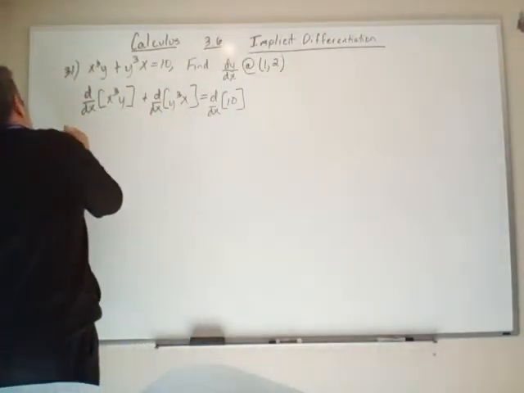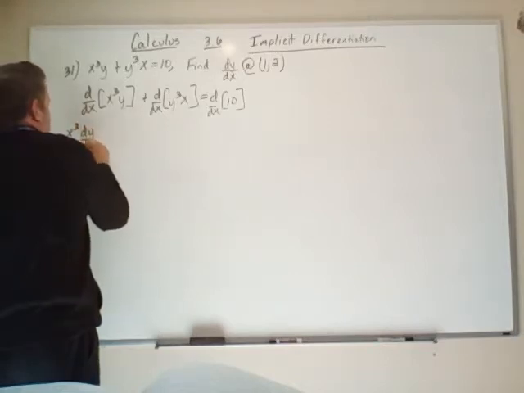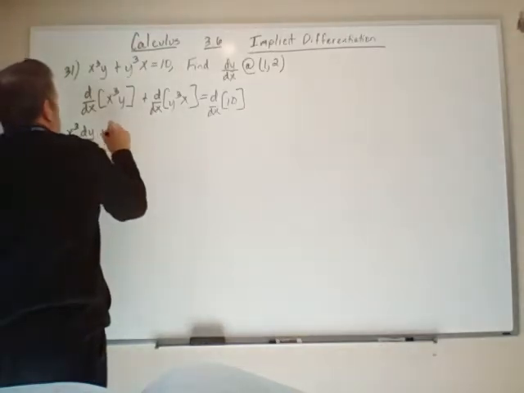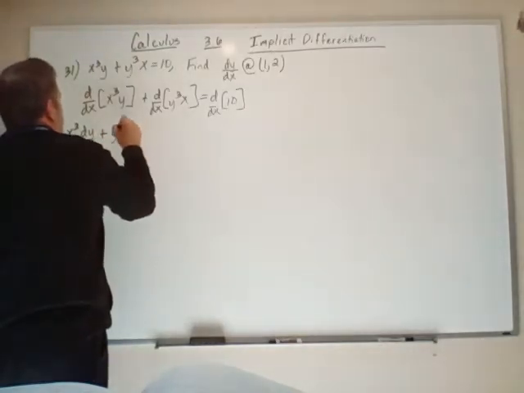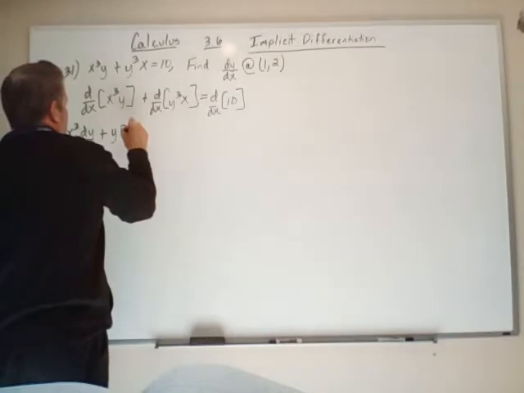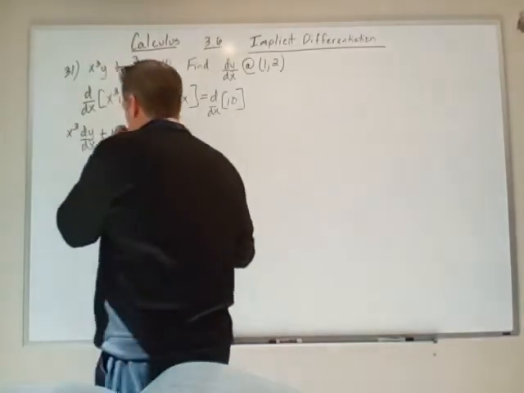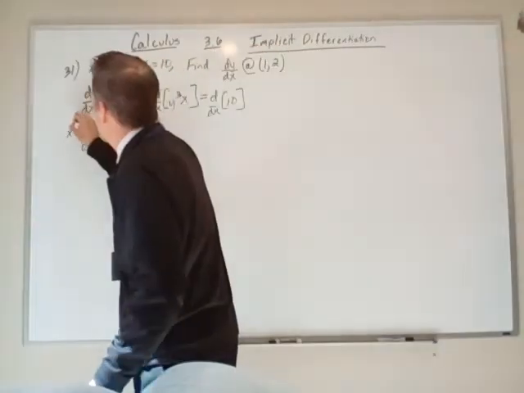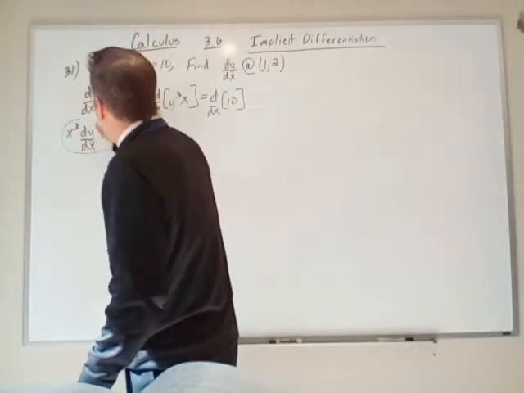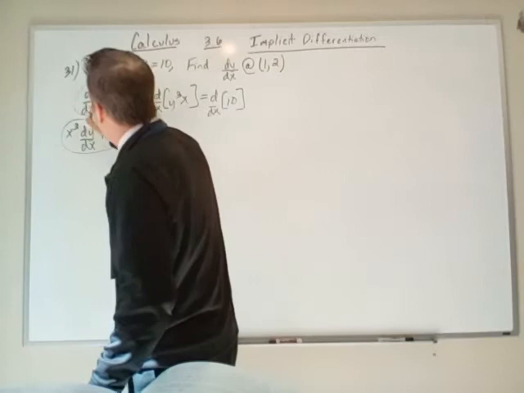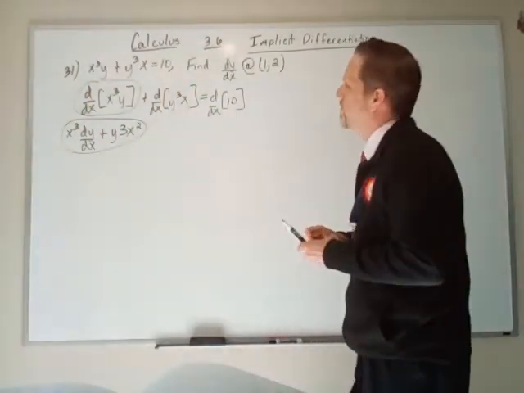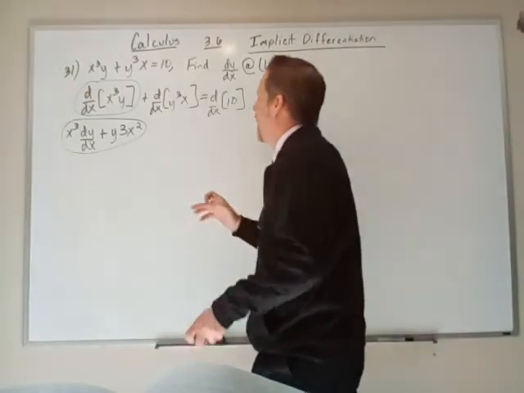I've got 1, which is x cubed. The derivative of y with respect to x is dy/dx, so there's 1d2 plus 2d1. The derivative of x cubed with respect to x is 3x squared. So there's the derivative of the first part. Now we need the derivative of the second term on the left side.